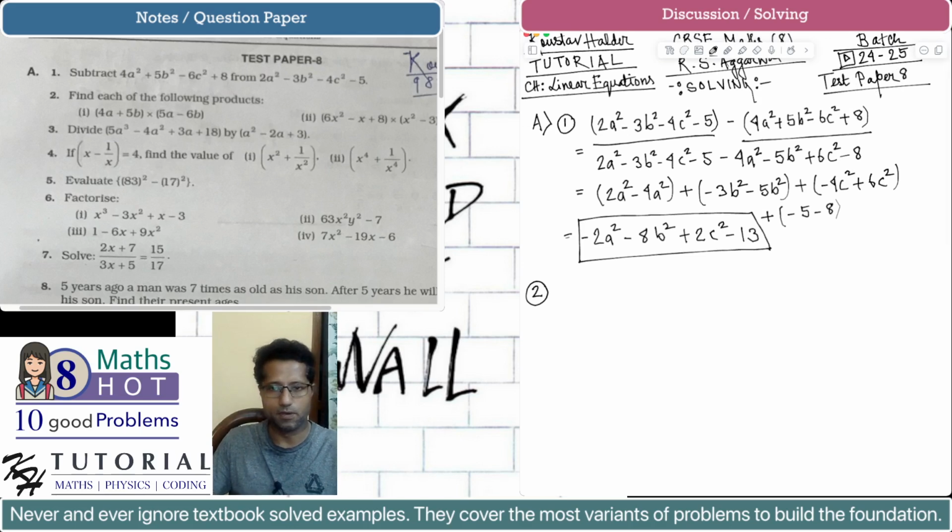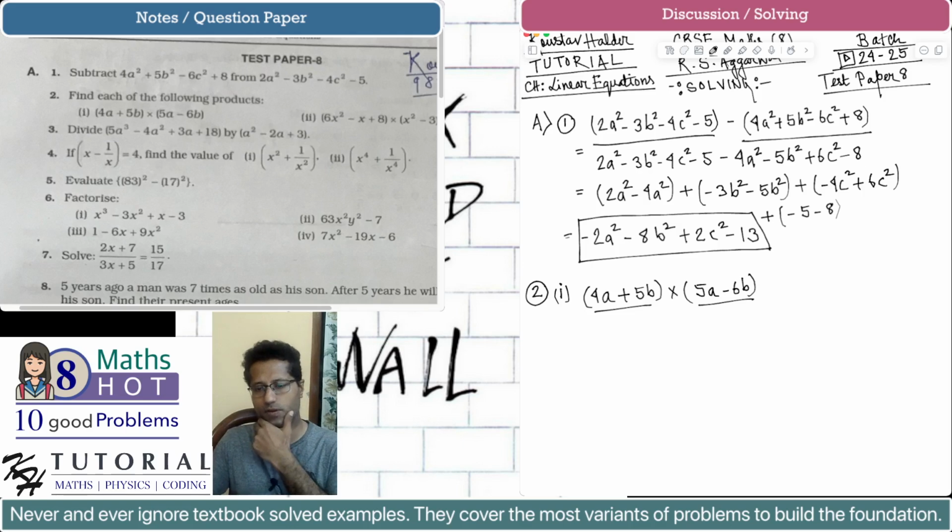Find each of the following products. So we have to find the products of algebraic expressions. The first one is 4a plus 5b multiplied by 5a minus 6b. So this is a product of two binomials. This is a binomial and this is a binomial.